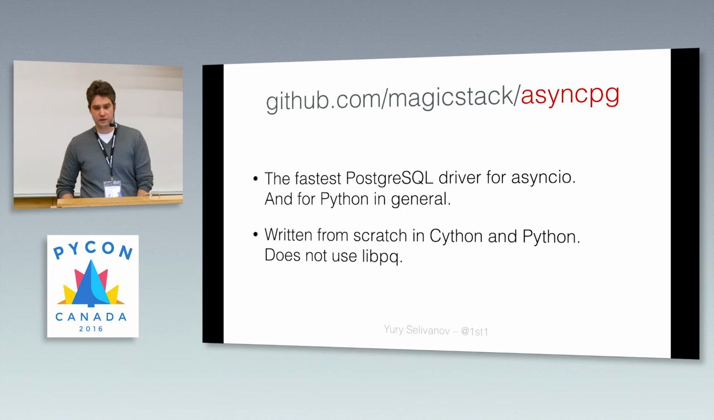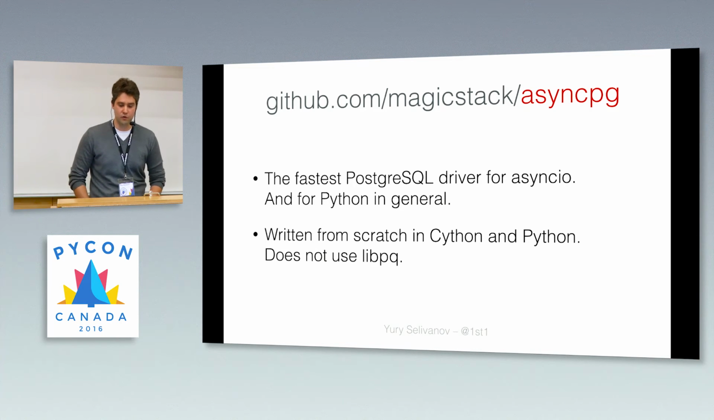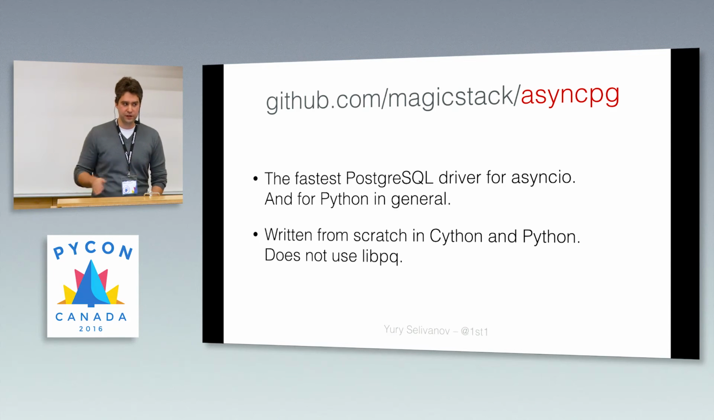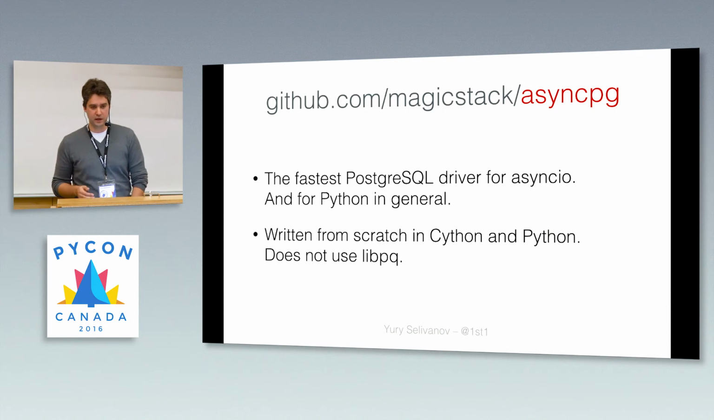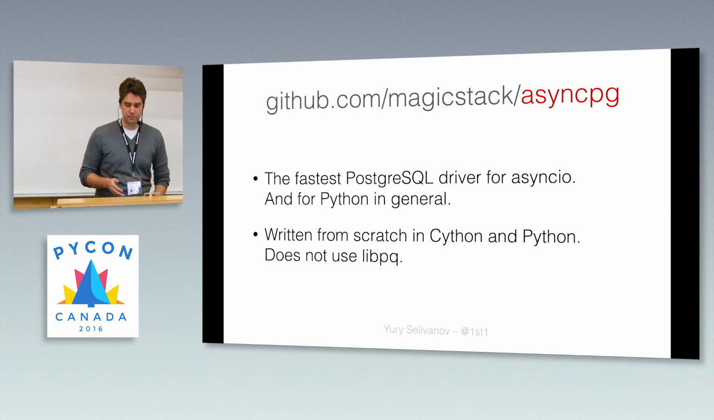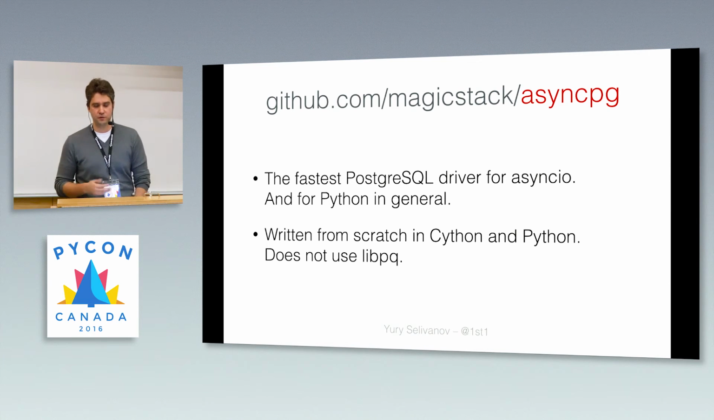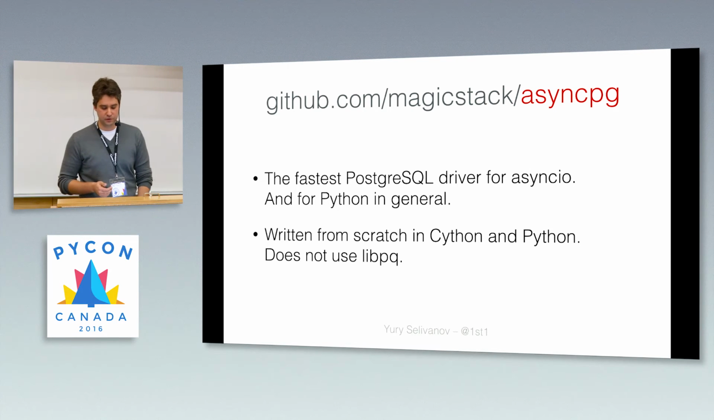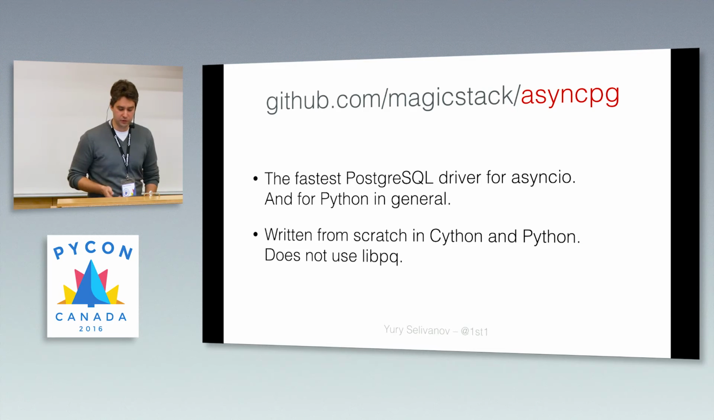And we also profiled a couple of other languages like Go and Node.js. AsyncPG is faster. It's written from scratch in Python and Cython, and it doesn't use libpq. libpq is the library that ships with Postgres, and that's the library that almost everybody is using to implement Postgres in Python. For instance, psycopg2 uses libpq.